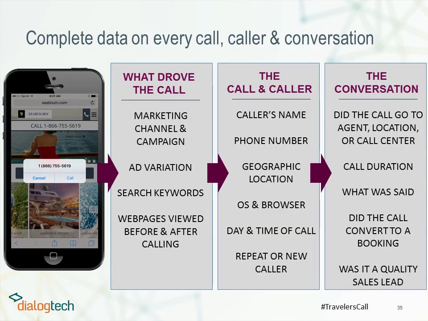Once you do this baseline of knowing what the true CPL or CPA is, then it's time to optimize. What do you optimize on? You optimize on the data that call attribution software can give you. One, what drove the call? Which campaign? Which keywords? From what page did that call come from? Where were they before? Where were they after?